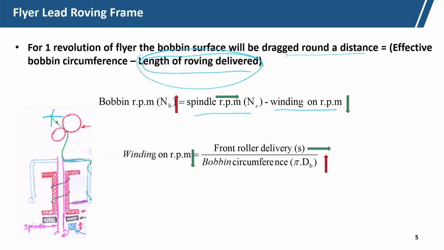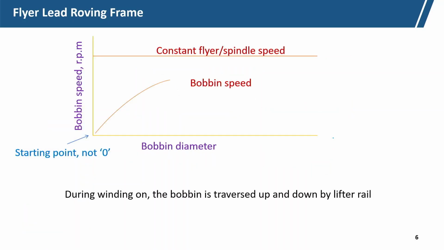Now, front roller delivery is constant, bobbin circumference is increasing, that is why the winding on RPM reduces gradually. You can see, as it is a flare leading, at the starting point the bobbin speed will be there, and it gradually increases with the diameter of the bobbin, and it will never reach the flare speed, because in that case the equation will not be matching.